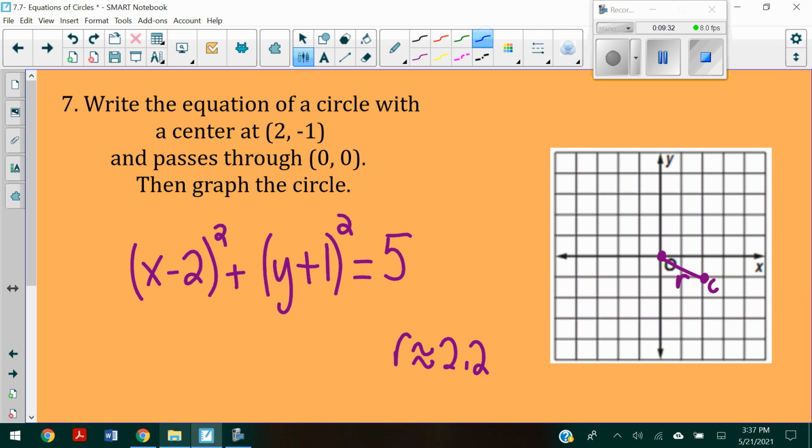So I'm going to, from my center, go out to the right 2 and a little more. I'm going to go up 2 and a little more. I'm going to go to the left 2 and a little more. And I'm going to go down 2 and a little more. So I end up with a circle that looks mostly like a circle. All right, don't forget to email me.